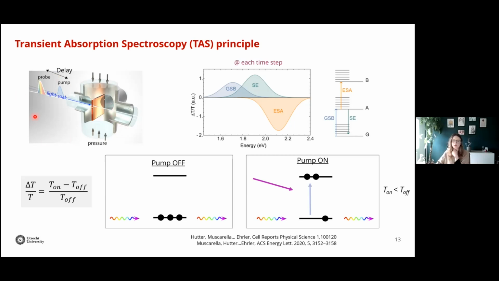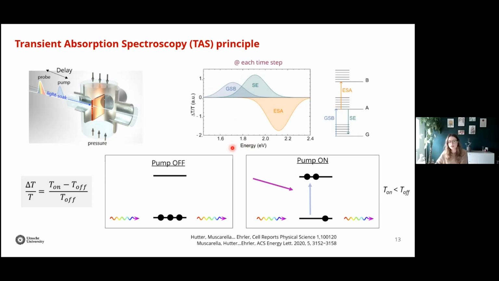And the type of output that we have from this experiment is the differential in transmittance when the pump is on and when the pump is off. So of the system, when it's excited and when it's not excited. The information out of this technique is sometimes very complicated because you can have many signals. And the one that we are focusing on is the ground state bleach, which is the excitation of this charge to the excited state. And in this configuration it is positive.